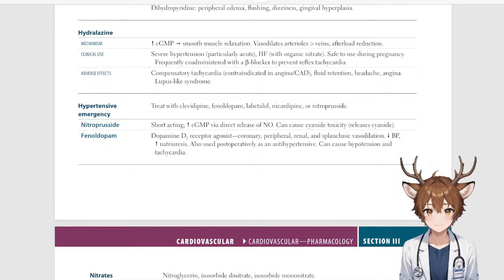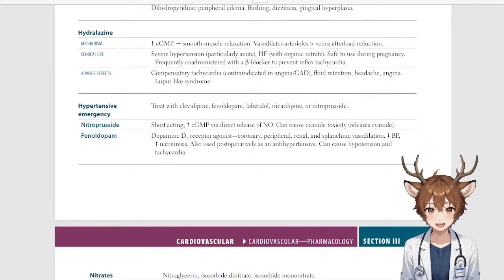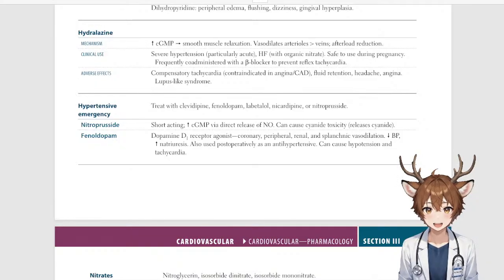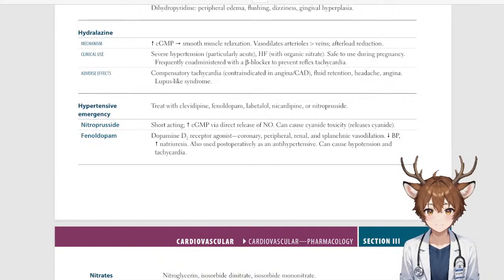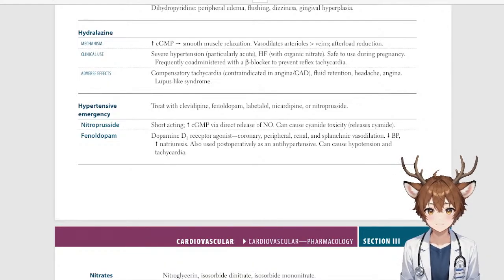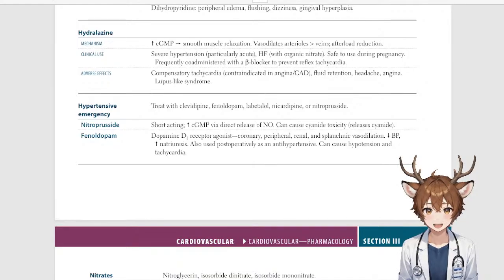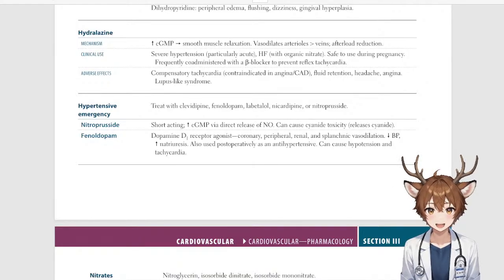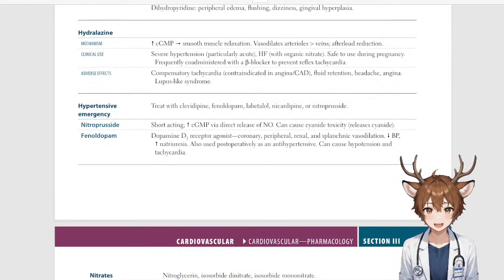Fenoldopam, which is the other one: dopamine D1 receptor agonist, coronary, peripheral, renal, and splanchnic vasodilation, decrease in BP, increase in natriuresis. Also used post-operatively as an antihypertensive, can cause hypotension, tachycardia, flushing, headache, and nausea.